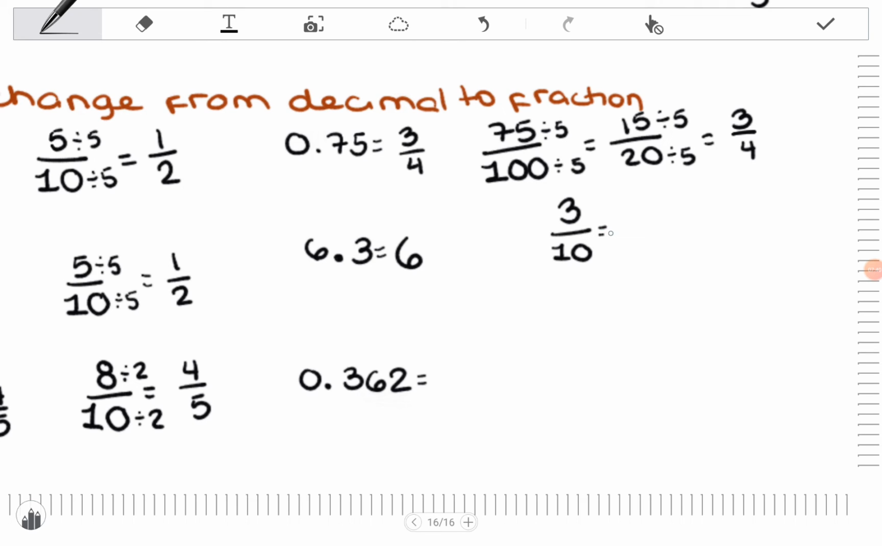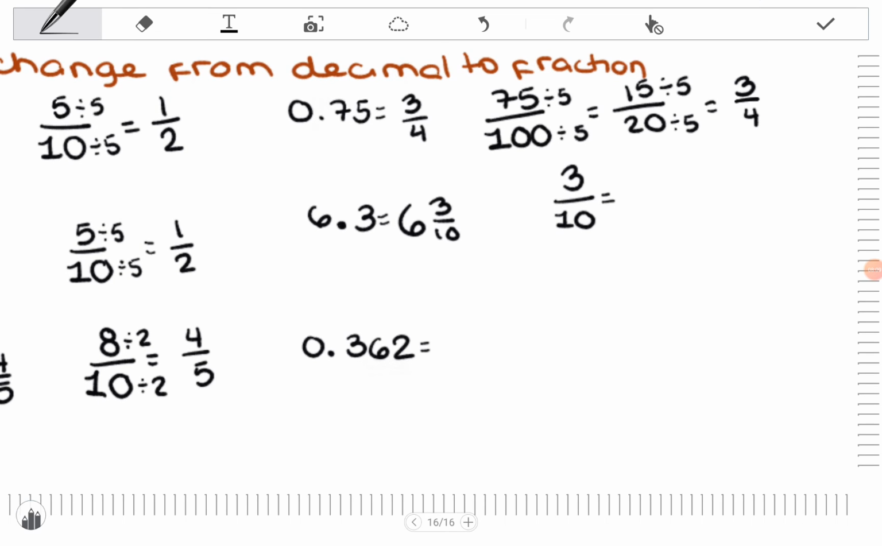And we see if we can simplify. Can we find a number that can divide 3 and 10? No, right? Because 3 is a prime number, it can only be divided by 3, and 10 is not divisible by 3. So that's our fraction. We don't have to simplify it anymore. So we can put it right here. 6 and 3 over 10 is the same as saying 6.3. That's it. Very easy.